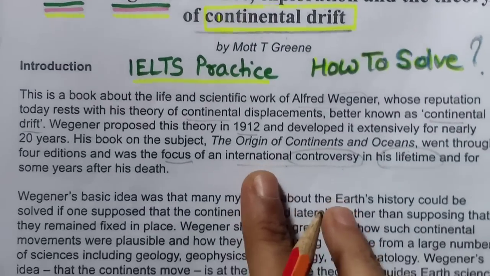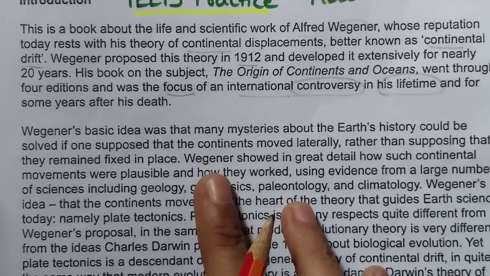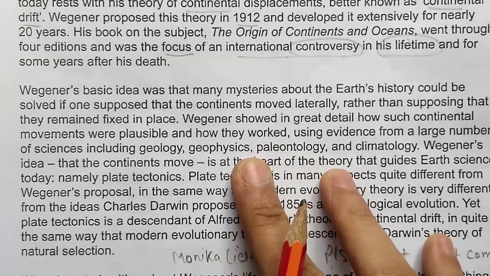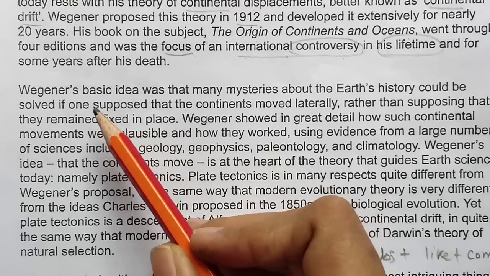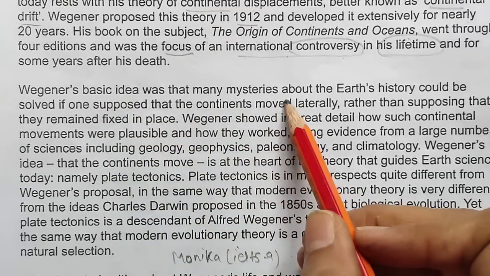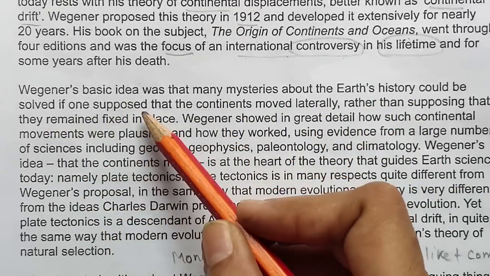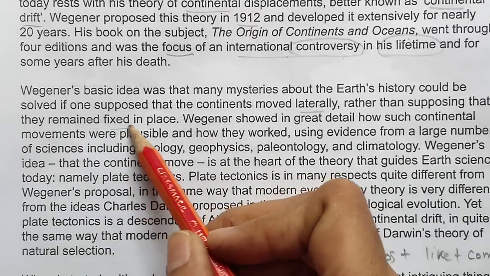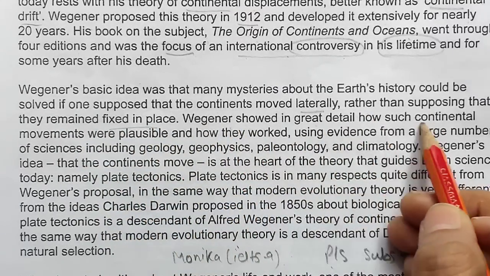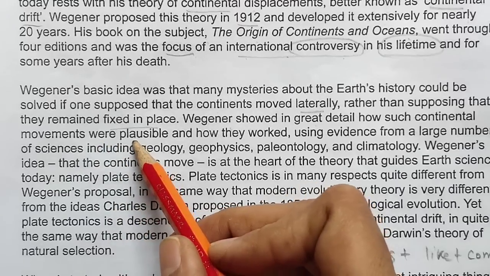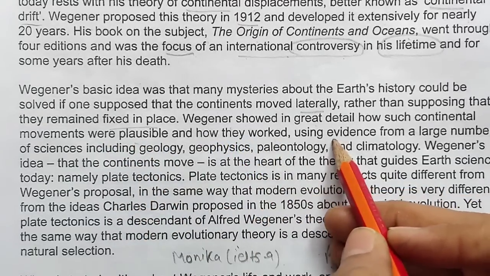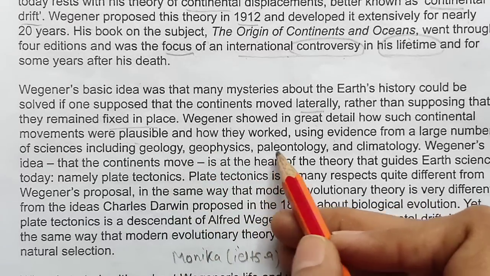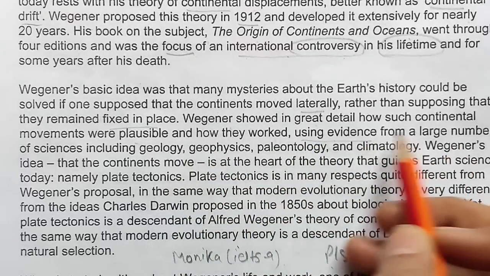Okay, first paragraph we have done. Let's read the second paragraph also. I am showing you the full paragraph, do it with me, please. Now let's look at the statement. In the second paragraph, the basic idea was that many mysteries about the Earth's history could be solved if one supposed that the continents moved laterally rather than supposing that they remain fixed in place. Wegener showed in great detail how such continent movements were plausible, meaning believable, and how they worked, using evidence from a large number of sciences, including geology, geophysics, using evidence from a large number of sciences.